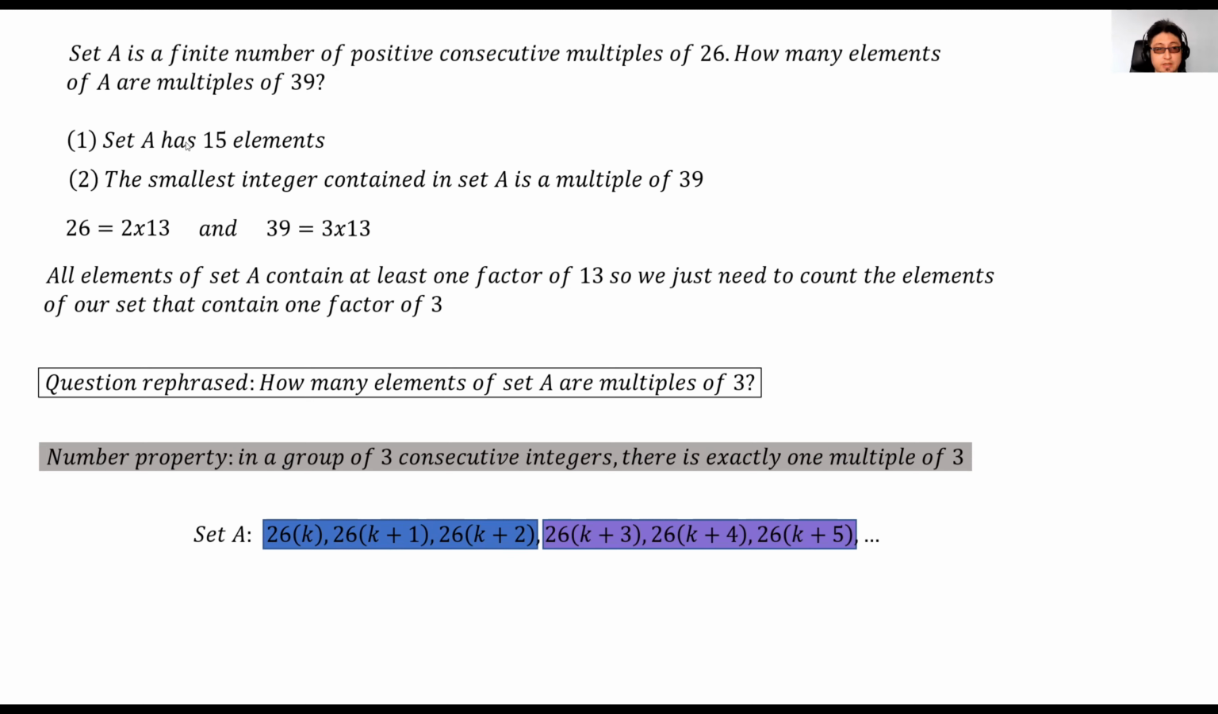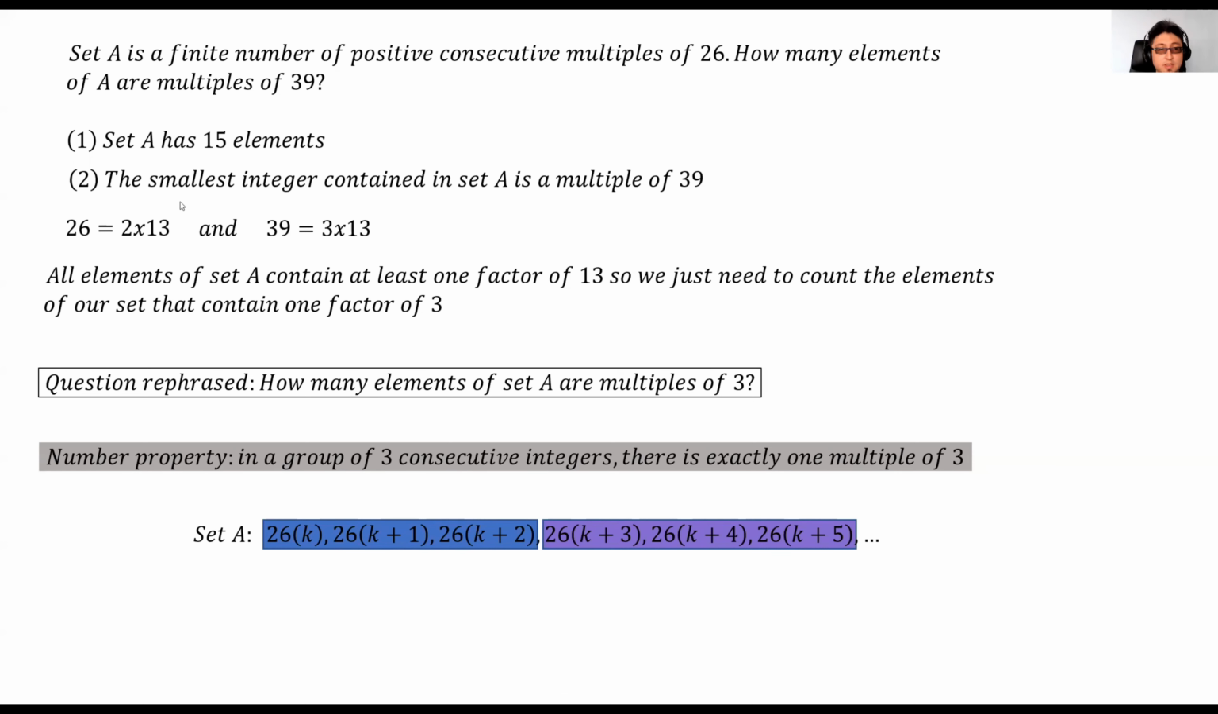It says that set A has 15 elements. If my set A has 15 elements, it has 5 groups of 3 like the ones that I'm highlighting here. It means that on each group of 3, we will have one multiple of 3. Consequently, the answer to our main question will be 5. Statement number 1 is sufficient.